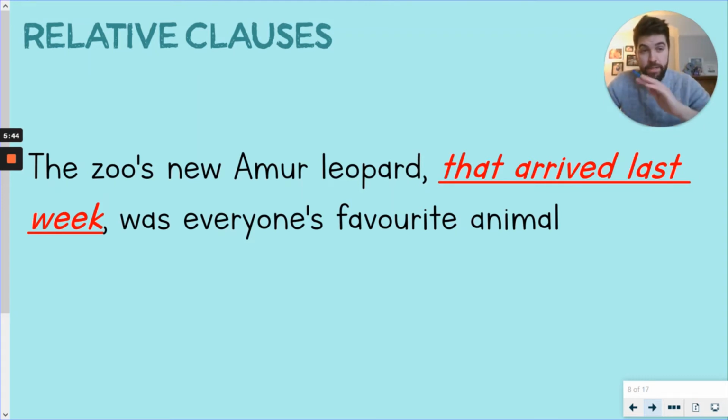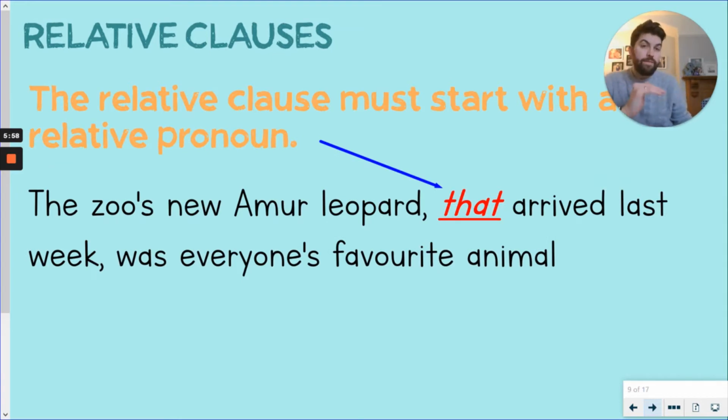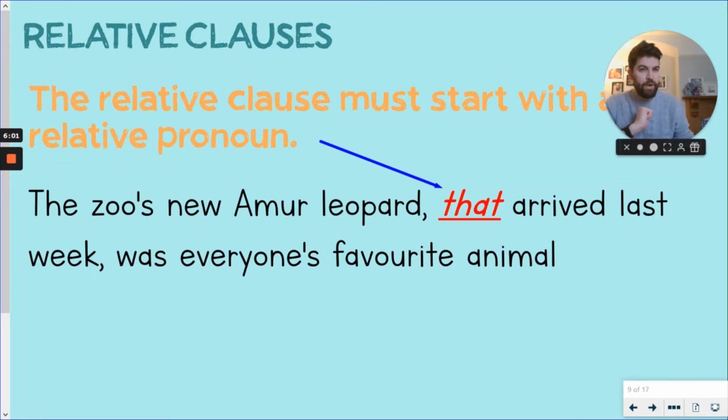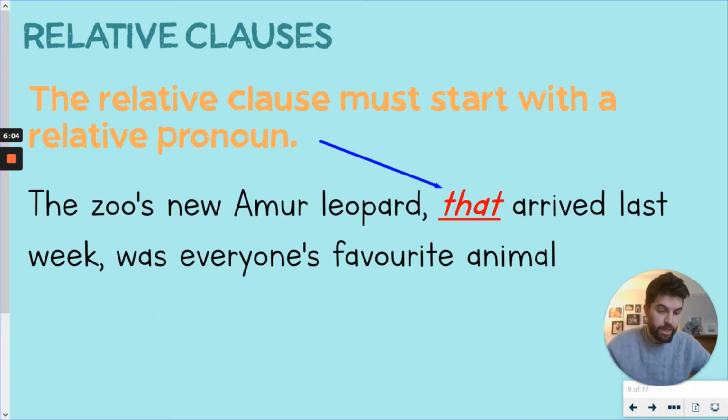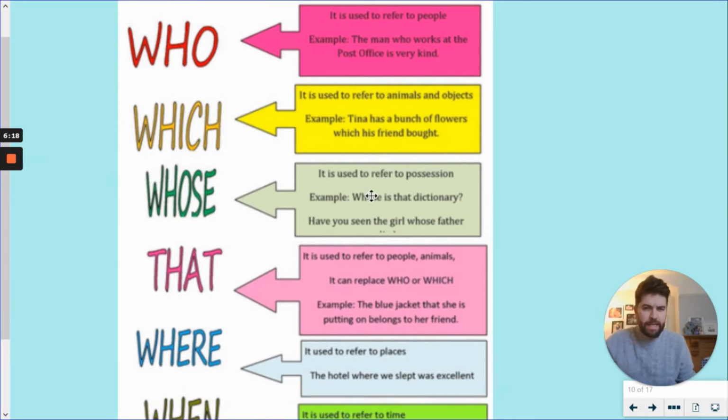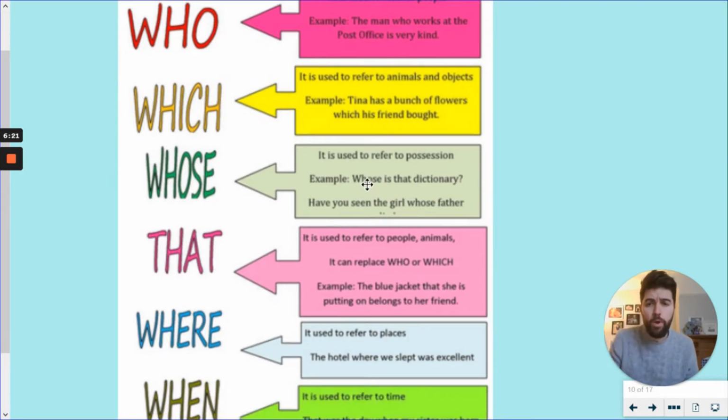The main clause is the zoo's new Amur leopard was everyone's favourite animal. That arrived last week is the relative clause, the type of subordinate clause that goes into the sentence to add the extra detail. Now, a relative clause must start with a relative pronoun. It doesn't use the other subordinating conjunctions, things like because, so, as, that we use in other complex sentences. It must use one of the relative pronouns. In this case, it's that, but there are usually a choice of these key six ones to choose from. They are who, which, whose, that, where, and when.